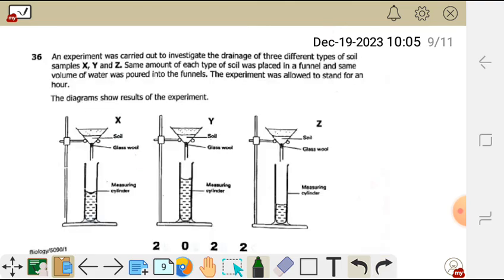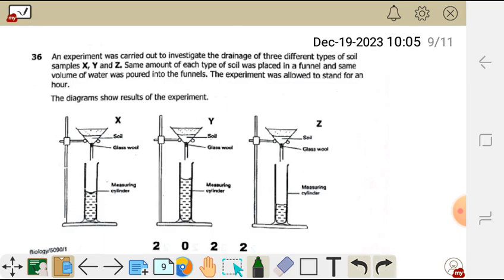Question 36. An experiment was carried out to investigate the drainage of 3 different types of soil samples X, Y, and Z. Same amount of each type of soil was placed in a funnel and same volume of water was poured into the funnel. The experiment was allowed to stand for an hour. The diagram shows results of the experiment.